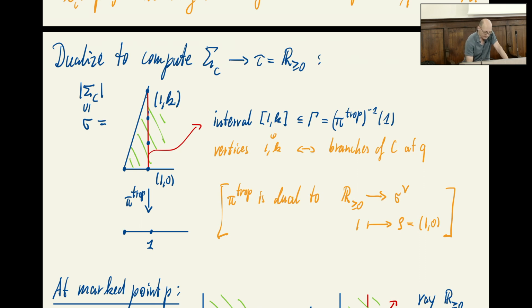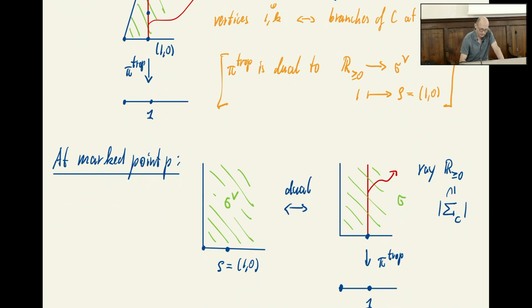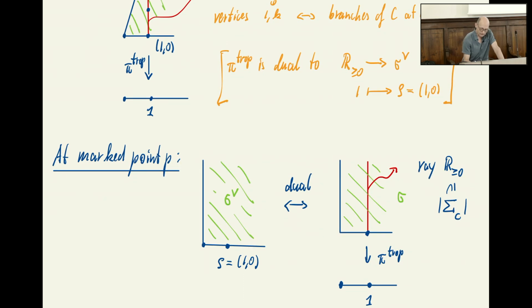The vertices, this one and that one, these are the branches of C at Q. Aha. Now you see what's going on. So the gamma that we wrote down is actually a dual intersection graph of your curve C. It has 1 vertex for each irreducible component, and one edge for each node. We also get something, so this is just that pi trop is dual to this map to rho. That's what I said before.